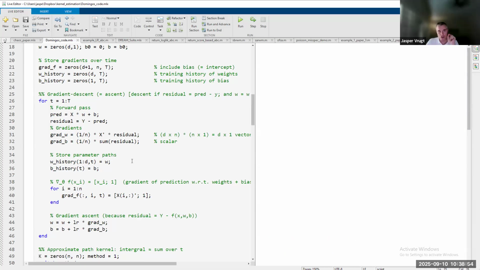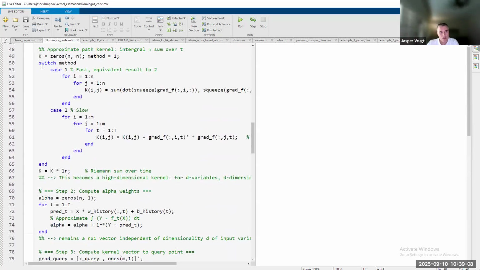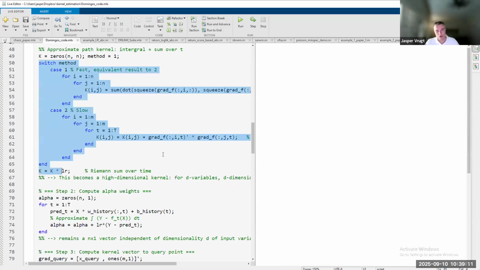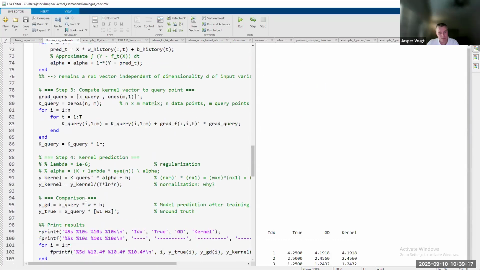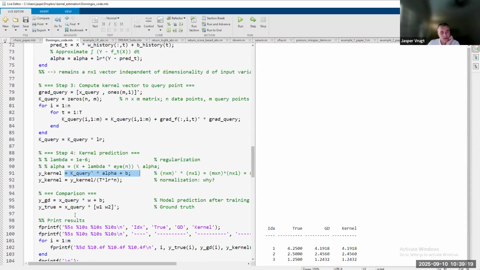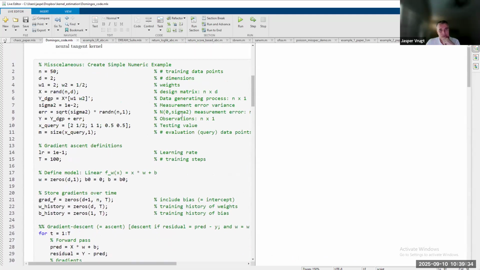So this simple example shows that if I take the gradients of the parameters and then the gradients with respect to the network output, and I store all that information, I then use that to compute the kernel the way it's defined here in the paper. I then use that kernel and I actually match the gradient descent results. This is only a very simple example, but at least I was happy to see that this is indeed equivalent.